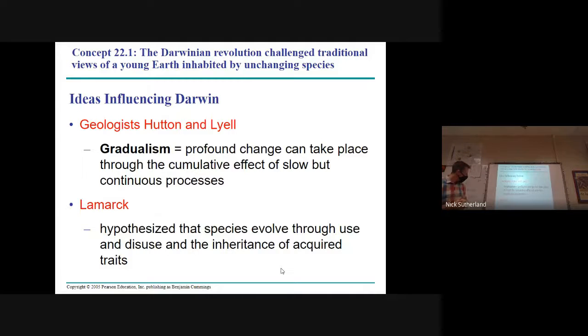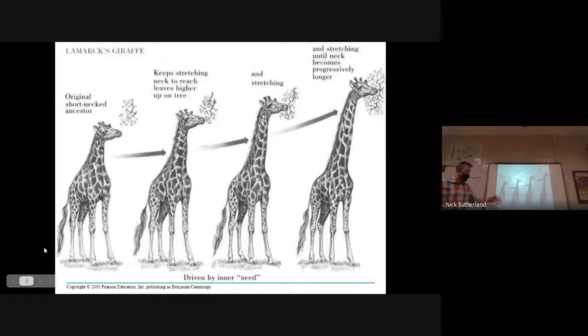Another guy he looked at was Lamarck, and you guys may have heard of Lamarck. I don't know how deep Bio 1 gets into this stuff, and I thought at some point Mr. Swanson talked about Lamarck. But Lamarck hypothesized that species evolve through use and disuse of traits, and also the inheritance of those traits. And so even though Lamarck ended up being wrong, okay, Lamarck's theory basically says this.